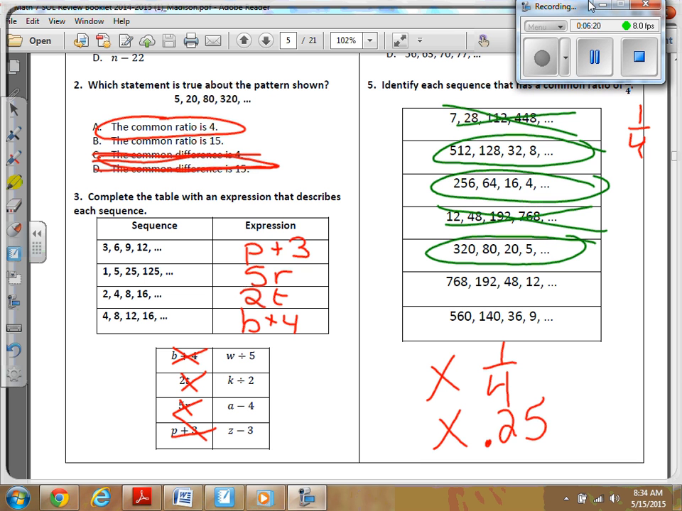All right, what's 768 times 0.25? What's 192 times 0.25? What's 48 times 0.25? Okay, so that is an answer choice. What about 560 times 0.25? 140 times 0.25? Oh, so that one is tricky because the first one works, but 140 times 0.25 is 35, not 36. So that is not an answer choice. So do you see why you have to go through each one?